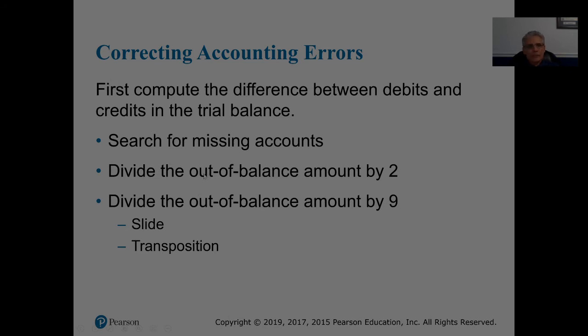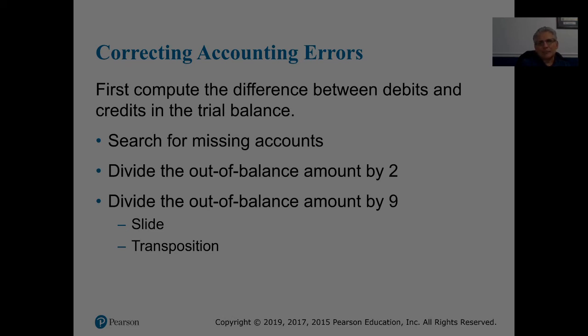Okay, just like you can imagine, there can be errors. And so correcting accounting errors, how do we do that? First, compute the difference between debits and credits in the trial balance. You're going to be searching for missing accounts. You can divide the out of balance amount by 2, and it may be that you put a debit into a debit when it should have been a credit, and if you can divide it by 2, you might be able to find it pretty easily. And then another way you could do is divide the out of balance by 9.